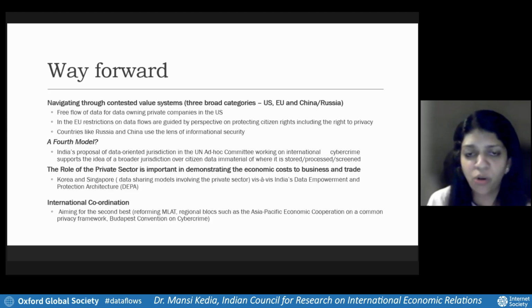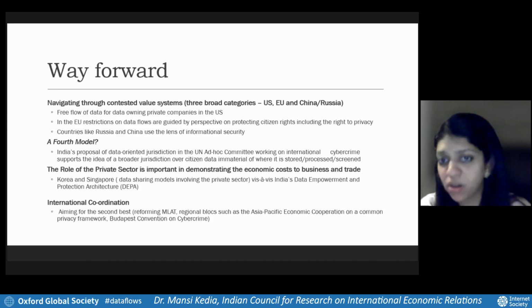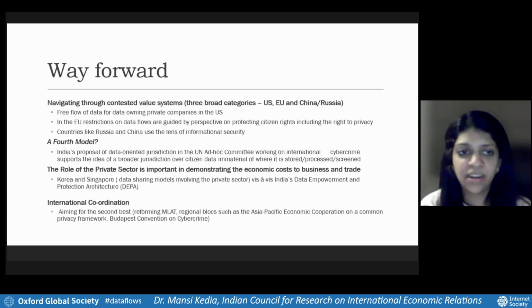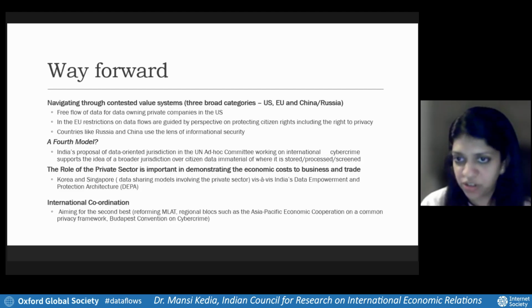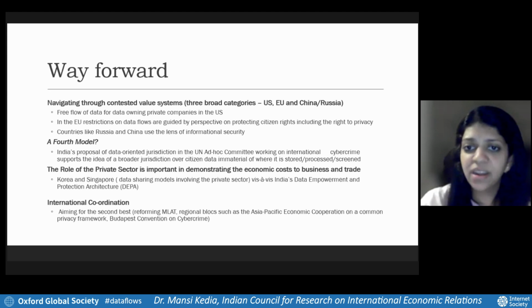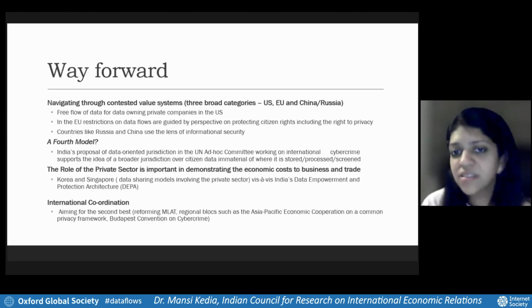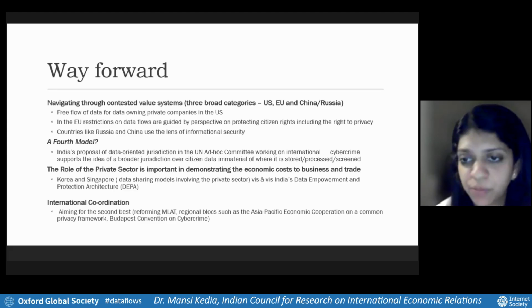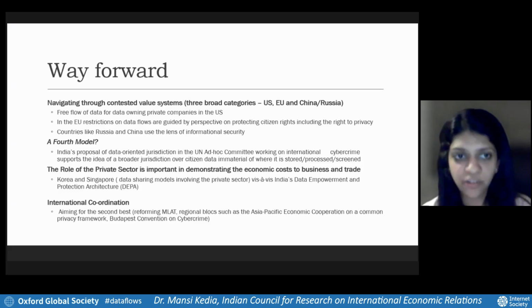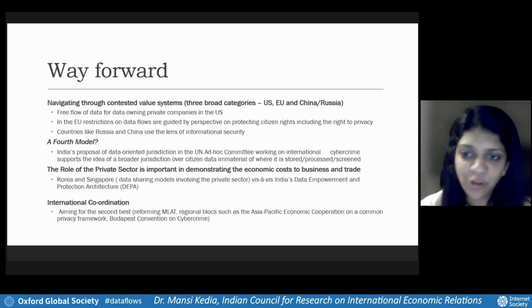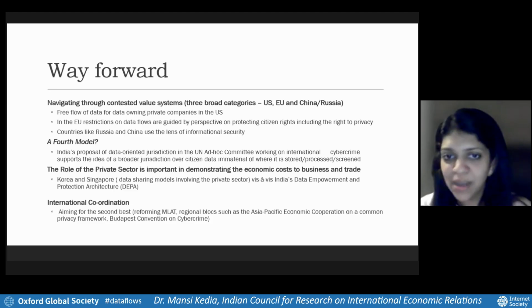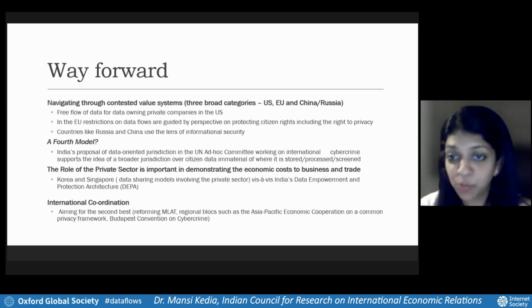This was a proposal they made to the ad hoc committee that is working on international cybercrime, where they said that they wanted a broader jurisdiction over citizen data. So it didn't matter where the data was stored or processed or screened, but if it was data belonging to Indian citizens, then the ownership rights would rest with the country. But we don't yet know whether this is going to see any traction. That's India's proposal for the moment.